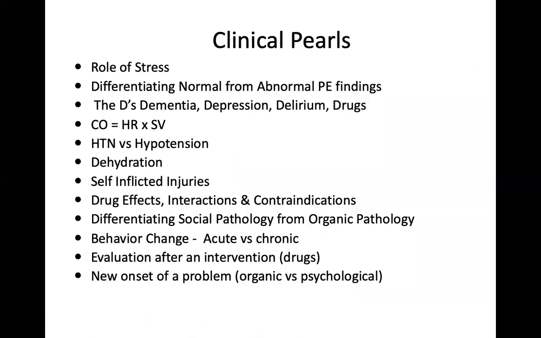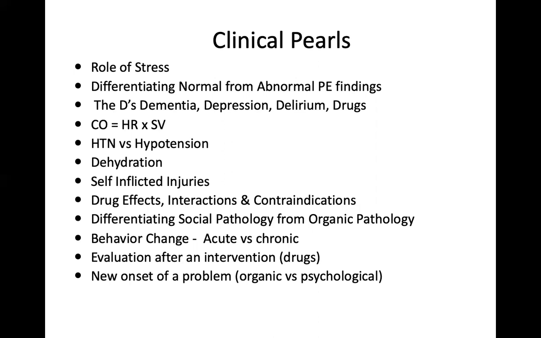All right, clinical pearls. Remember the role of stress. Okay, cortisol is released in that fight or flight mechanism, and if you have a chronic fight or flight mechanism, then you're constantly releasing cortisol. People get diabetes from that. They have asthma from that. Their blood sugars are elevated constantly. They get cancer. There's a lot of association with stress and chronic stress.